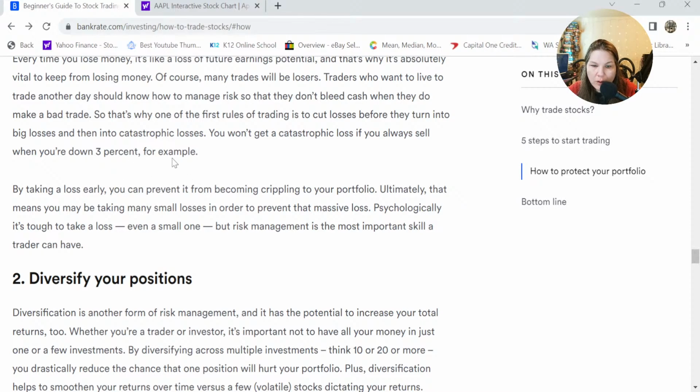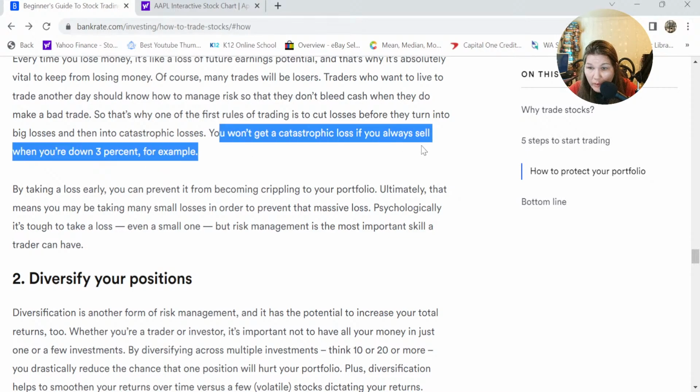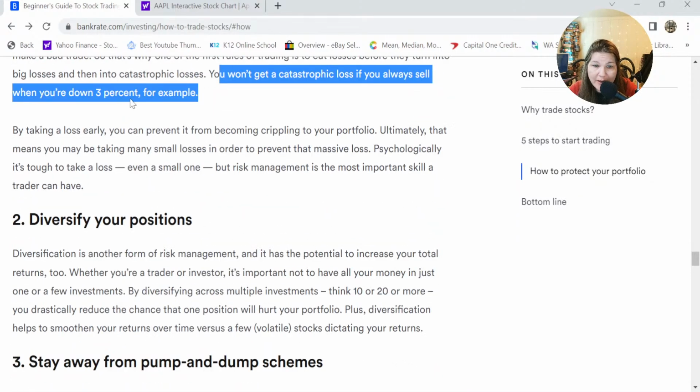Okay, so that's what I was talking about, having a stop loss, guys. Say you bought it for $1, but you only want to lose 3 cents, 3%. So you will sell your stock if it goes down 3%, which is 3 pennies. And maybe that's how you won't get a catastrophic loss. You have risk management. By taking an early loss, you can prevent it from becoming crippling to your portfolio.